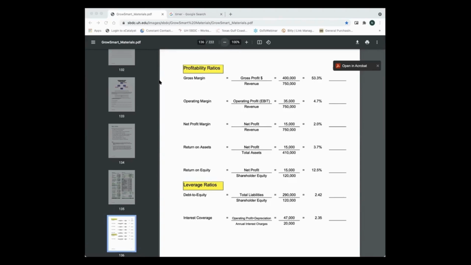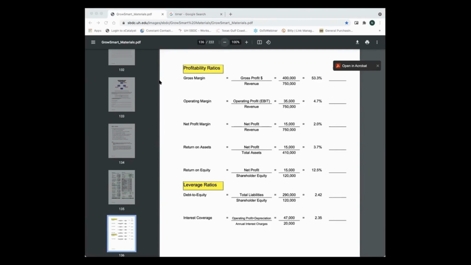So what does that tell us? It tells us that for every dollar of interest expense, we've got profit of $2.35. Think about who would be keenly interested in this ratio besides yourself: the banker. If the banker is lending you money, they want to know at the very least you're generating enough profit to match your interest charges. So at the very least, this ratio needs to be 1.